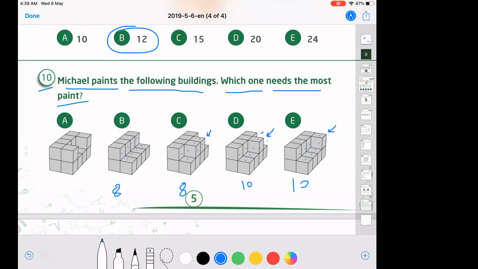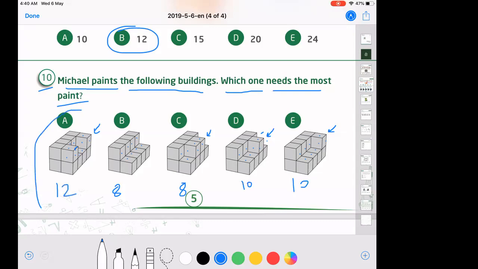And here, let's count them. We have 1 from this side, 1 from up, 1 from this side, and 1 from here. This is 4. The same here: 1, 2, 3, and 1 from the other side, another 4. This is 8, 9, 10, 11, 12. So this is 12 faces.